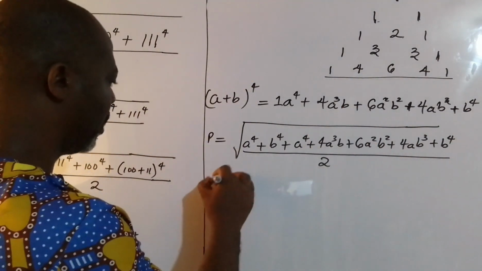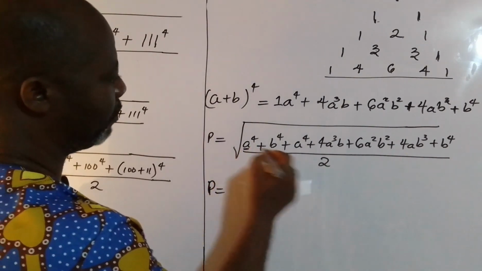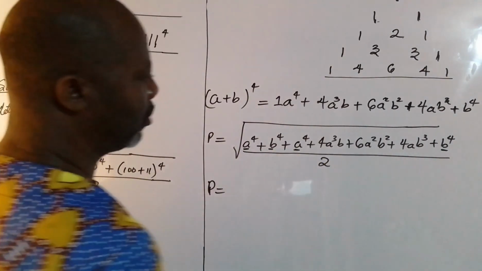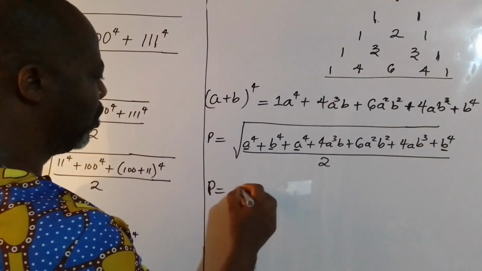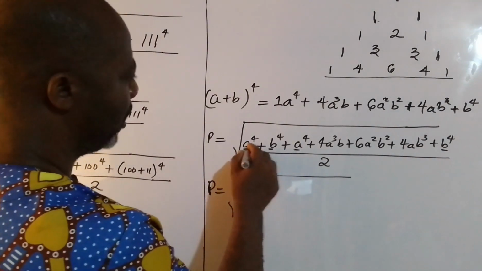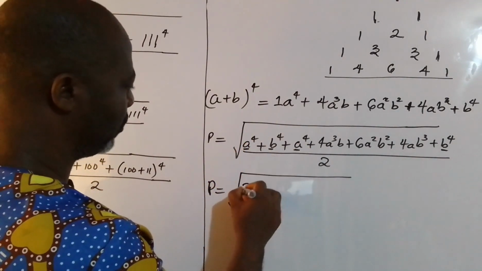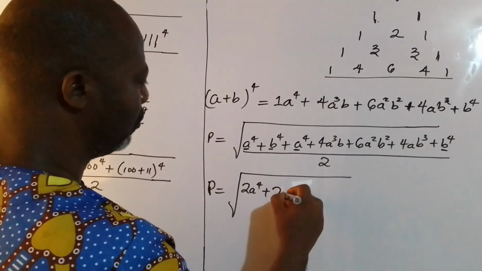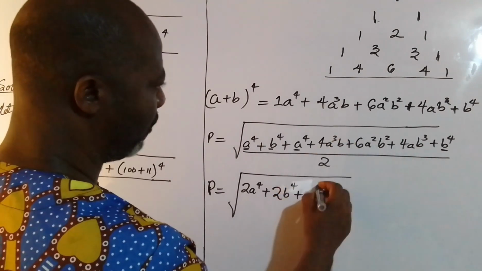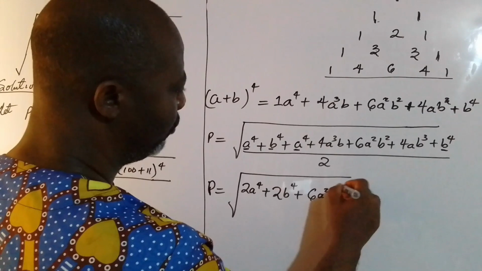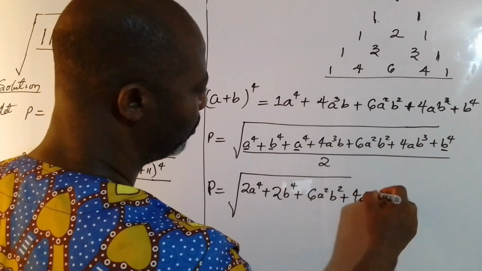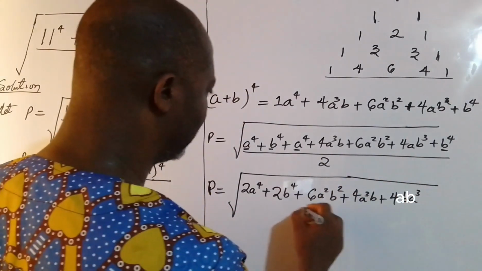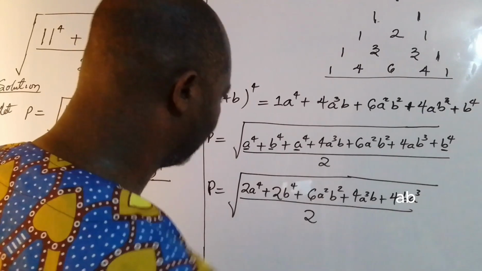So I'm going to collect like terms now. You can see we have like terms, a to the power of 4. We have an a to the power of 4 here, b to the power of 4, b to the power of 4. So let's bring those together. So P will now become a to the power of 4 plus a to the power of 4 will give us 2a to the power of 4 plus b to the power of 4 plus b to the power of 4 will give 2b to the power of 4. And of course, we have 6a squared b squared plus 4a cubed b plus 4ab cubed. Everything divided by 2.